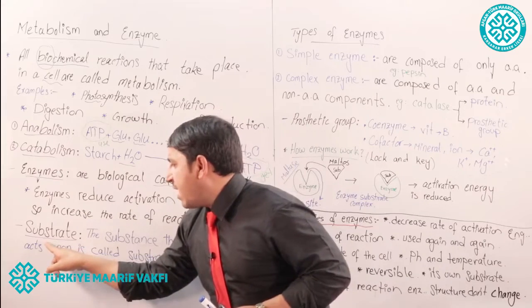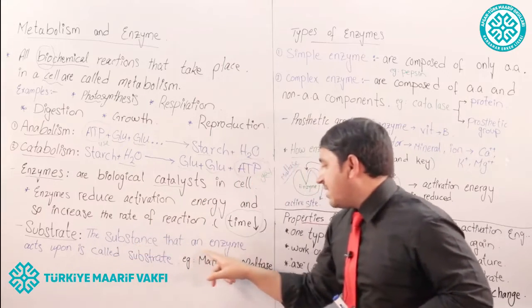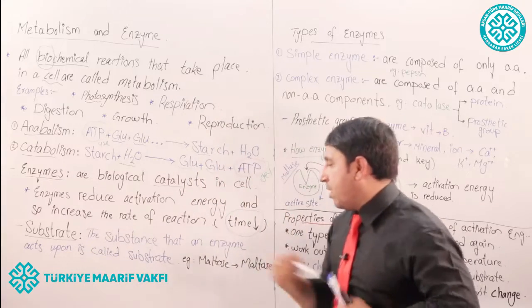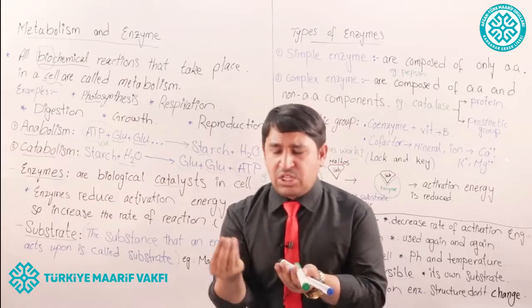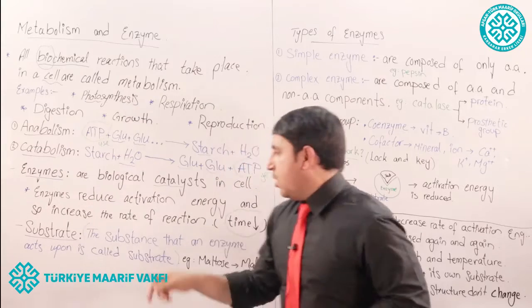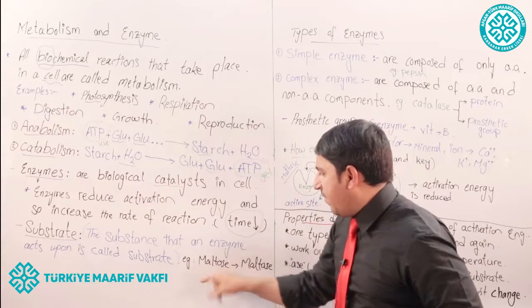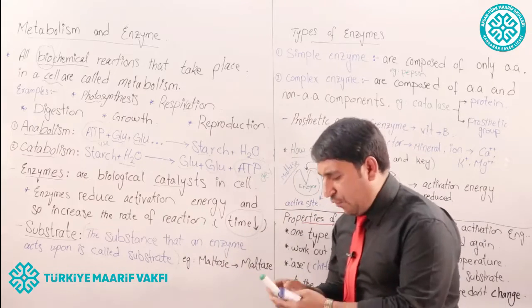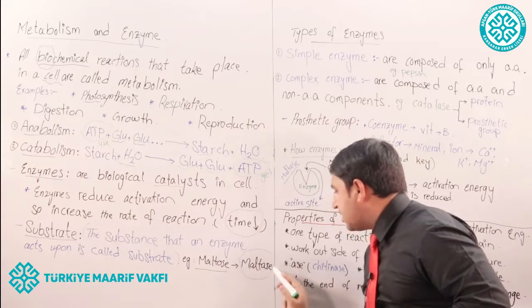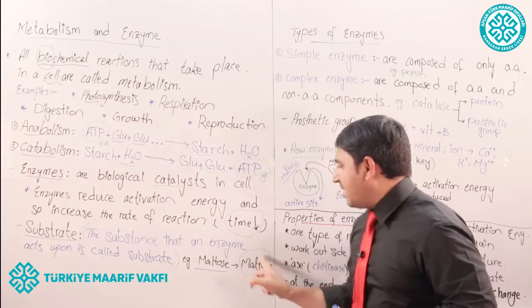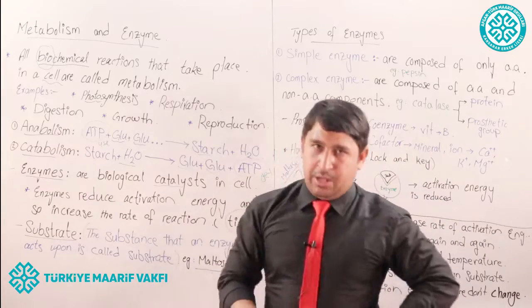And another thing we have, that is substrate. What is a substrate? The substrates are those substances that an enzyme acts upon. This is the definition of the substrate. Substrates are those materials or things on which the enzyme acts. So the substance that an enzyme acts upon is called substrate. Example, here we have maltose. Maltose is a type of substrate. For maltose we have an enzyme. This enzyme is maltase. So maltase acts on maltose. We can say maltase is the enzyme and maltose is the substrate.